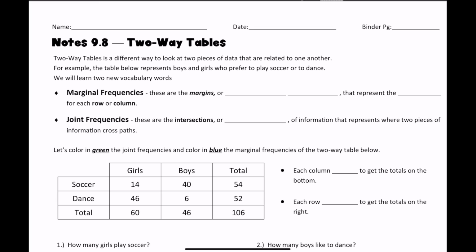The first one is called marginal frequencies, which are the margins, right? That's why it's called marginal, or the outer edge, that represents the total for each row or column. So remember, rows go side to side, columns go up and down, just in case you forgot. Joint frequencies are intersections, or the inner boxes of information, that represent where two pieces of data or information cross paths.